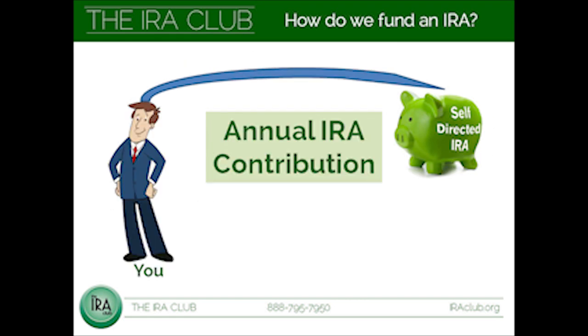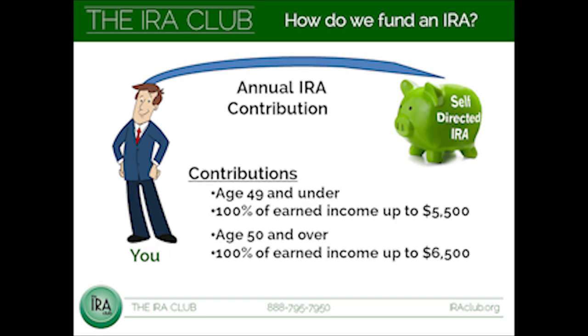The third way money gets into an IRA is the annual IRA contribution. You can make an annual contribution to your IRA. Now, the annual contributions, unfortunately, are limited pretty severely. If you're age 49 and under, your annual contribution can be up to $5,500 a year. And if you're 50 and over, it can be up to $6,500 a year. These amounts will change because they are indexed for inflation. This is the amount for 2014, and I'm assuming it's going to be the same for 2015.